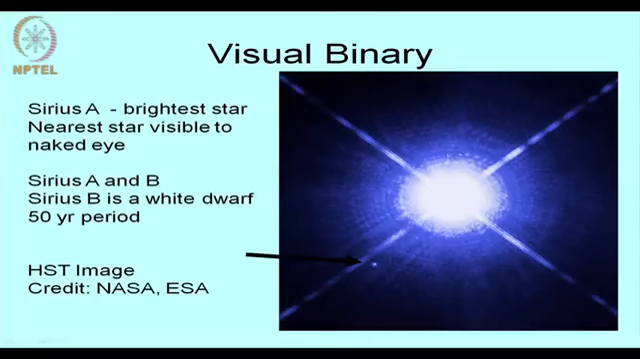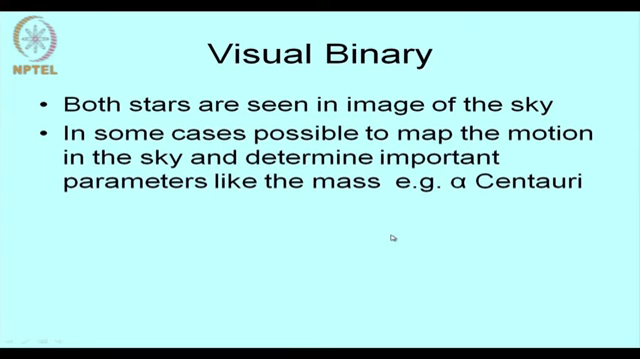You will see the two stars moving around over the course of time. So, this is the first type of binary, the visual binary. And so, let me repeat again, both stars are seen in images of the sky, and in some cases it is possible to map the motion in the sky and determine important parameters like the mass. Example is Alpha Centauri.